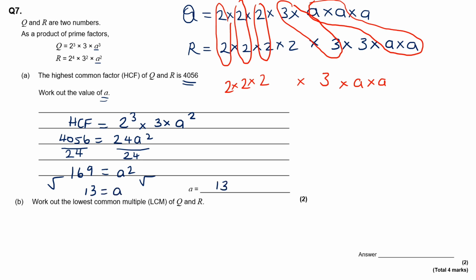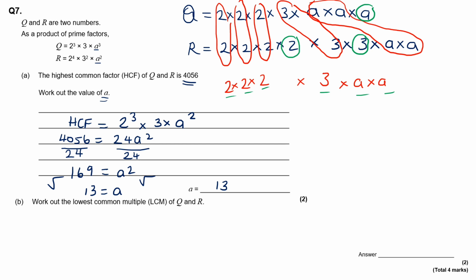Right, now that we know what A is, we can use the same method to find out the lowest common multiple. What we do with lowest common multiple is, you could just think of it as, I'm going to take my highest common factor and multiply it with everything else that was left out. What I mean by that is, you've got 2 times 2 times 2 times 3 times A times A, and whatever's left out should be multiplied with this, and that's going to give you the lowest common multiple.